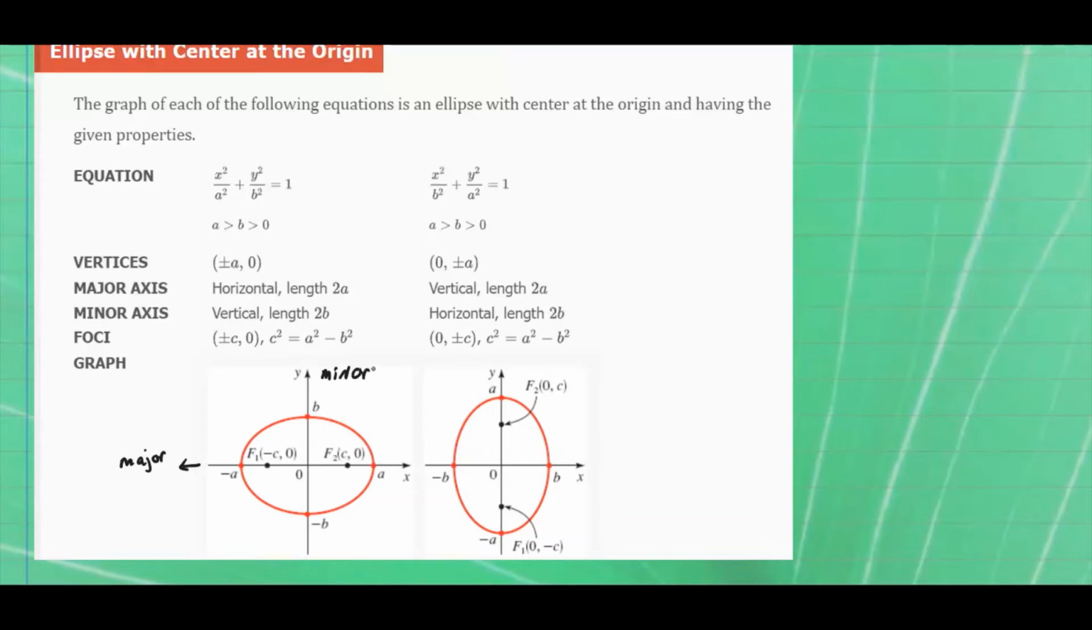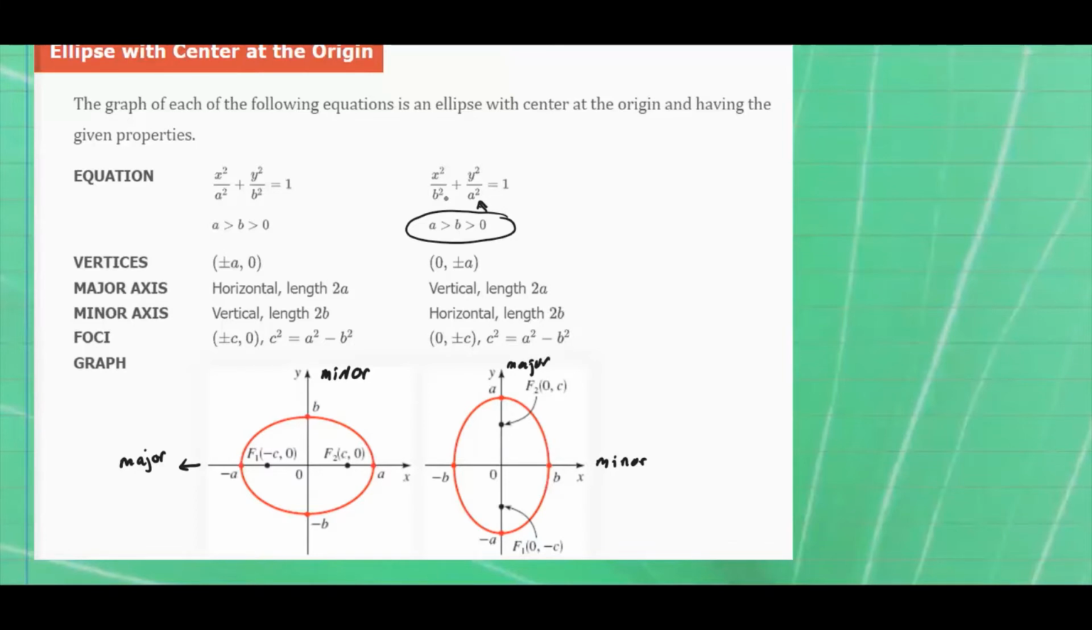Similarly, the second case is very similar to the first one. The only difference is that this ellipse is a vertical ellipse, meaning it's stretched in the y direction. So your major axis is the y-axis, and your minor axis is the x-axis, okay? And here we're assuming this condition holds, meaning the denominator under the y variable is greater than the denominator under the x variable. If that happens, then the ellipse will open in the y direction.